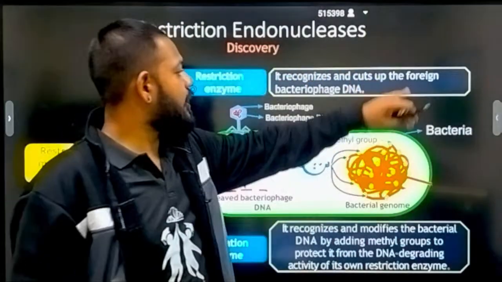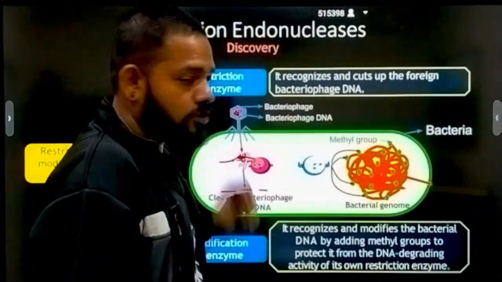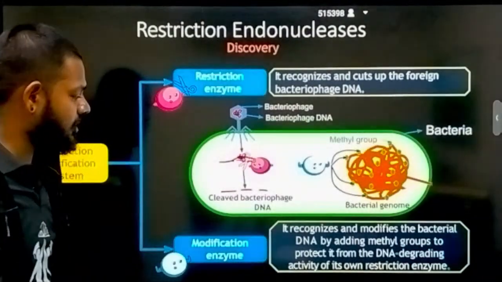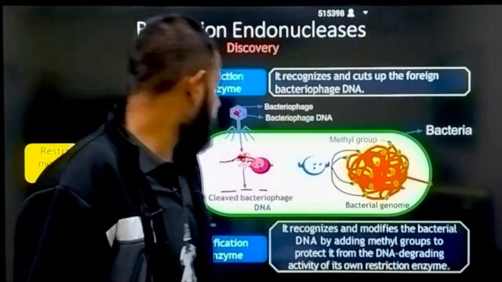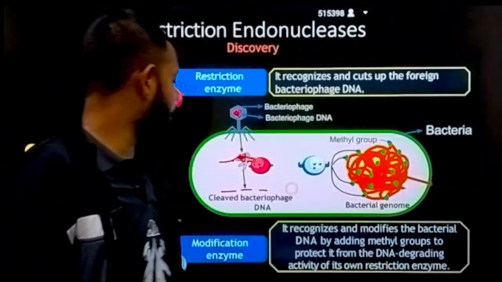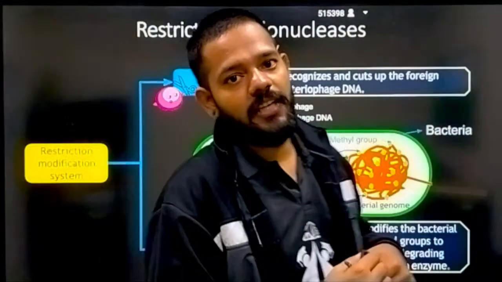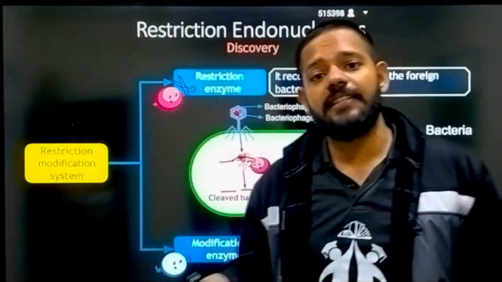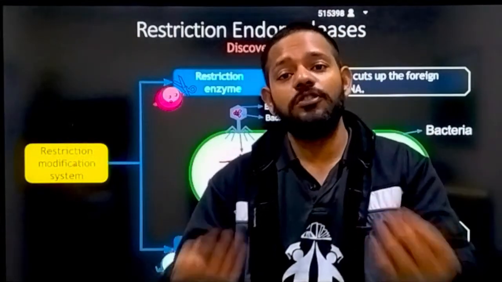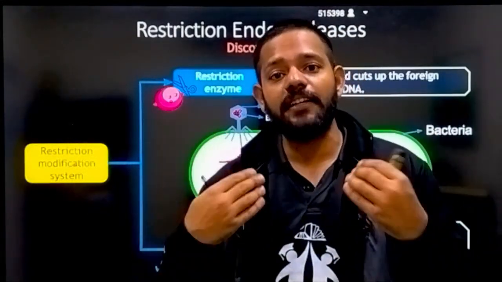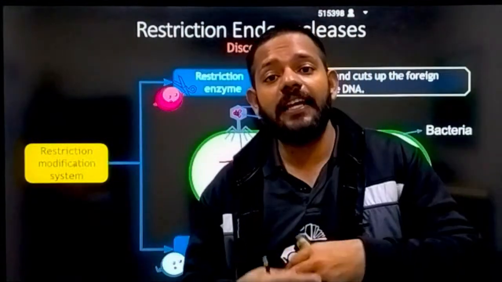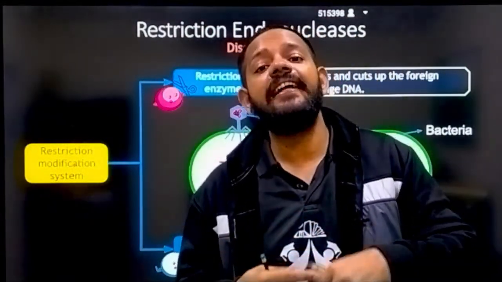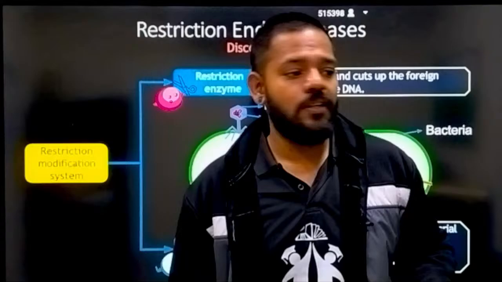It recognizes and cuts up the foreign bacteriophage DNA, that is your restriction enzyme, and modification enzyme recognizes and modifies the bacterial DNA by adding methyl group to protect it from the DNA degrading activity of its own restriction enzyme. वो खुद का रिस्ट्रिक्शन एंजाइम आके खुद को ना मार दे, उसके लिए बैक्टीरियल जीनोम दैट मॉडिफिकेशन एंजाइम निकालता है और अपने डीएनए को मॉडिफाइड कर देता है बाय एडिंग मिथाइल ग्रुप इनसाइड द डीएनए.